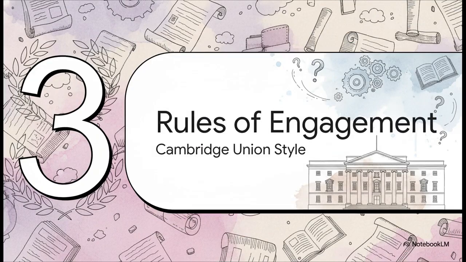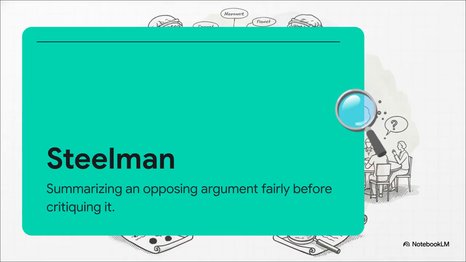Section 3. Rules of Dialectical Engagement, Cambridge Union Style. We've done the reading, so let's shift focus to the actual mechanics of engagement, bringing in the structured, evidence-based traditions of the Cambridge Union Society. Now, what's really interesting about this slide is the concept of the steelman. Before you can critique someone's point, you must summarize their opposing argument so fairly and accurately that they actually agree with your summary. This completely prevents those lazy, simplistic strawman attacks we see all over the internet. It builds profound respect, it builds intellectual humility, and it proves you actually understand what you're disagreeing with.